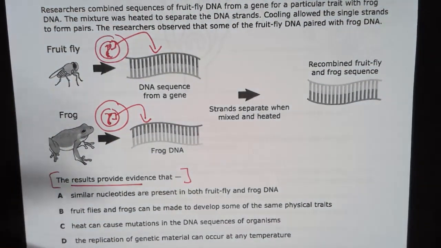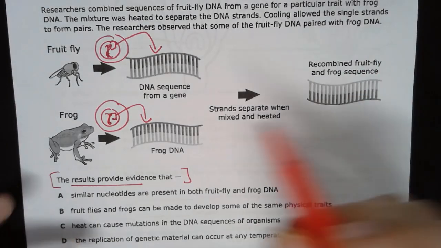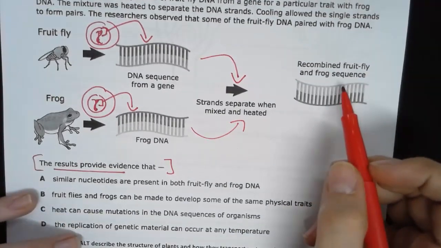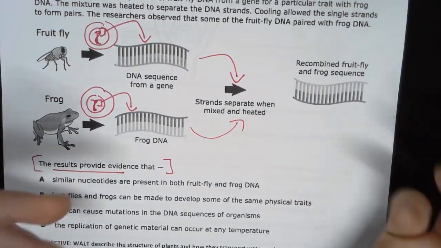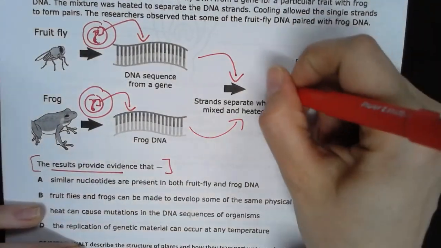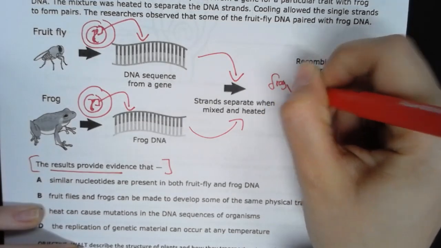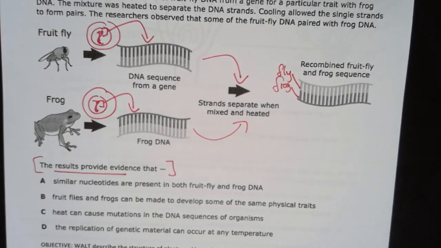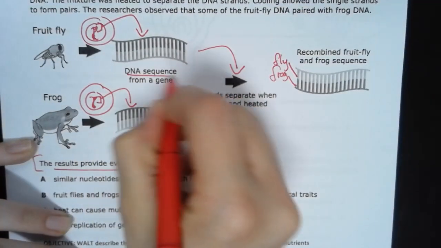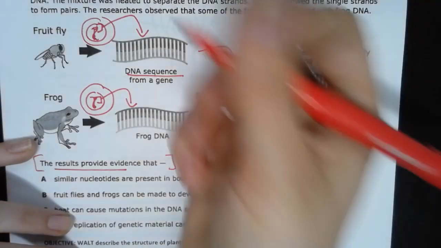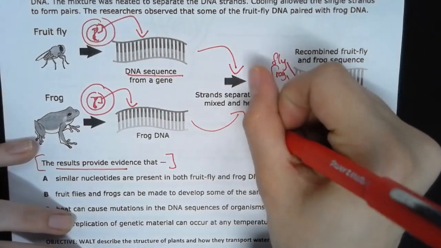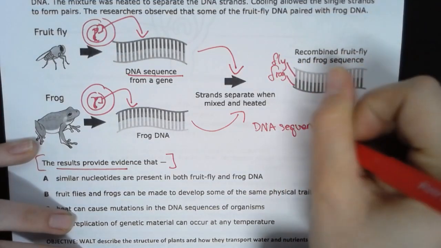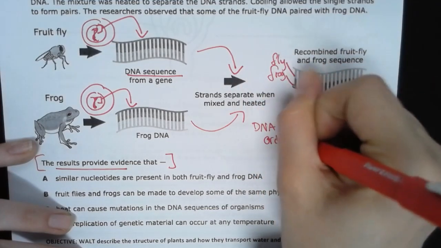The interesting part of what's happening in this experiment is that when I combine these DNA sequences, they come together. So I have part frog and part fly. So the question here is, how is this happening? Well, I know that DNA sequences are just an order of nucleotides.